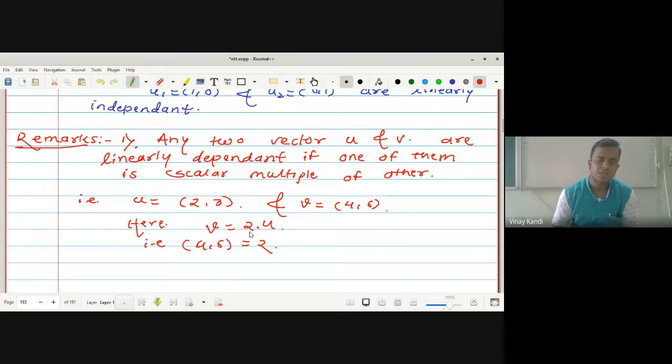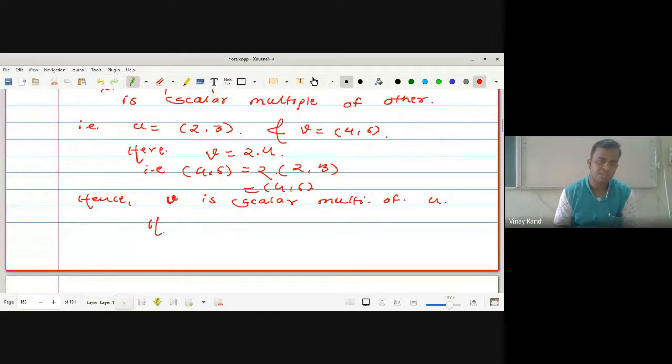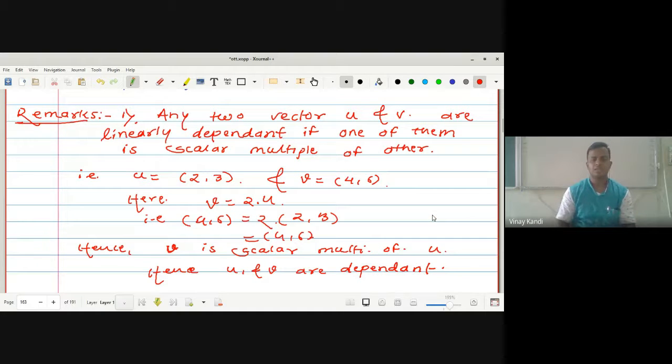The 2 is a scalar multiple, that is, v is a scalar multiple of u. What is u? (2, 3), which is equal to what? (4, 6). Hence what we get? v is a scalar multiple of u. Hence u and v are dependent. Two vectors are dependent when one is a scalar multiple of the other. Here v is 2 times u. If you multiply this vector by 2, then we get v. So here u and v are scalar multiples of each other. Then v is a scalar multiple of u, hence u and v are dependent.